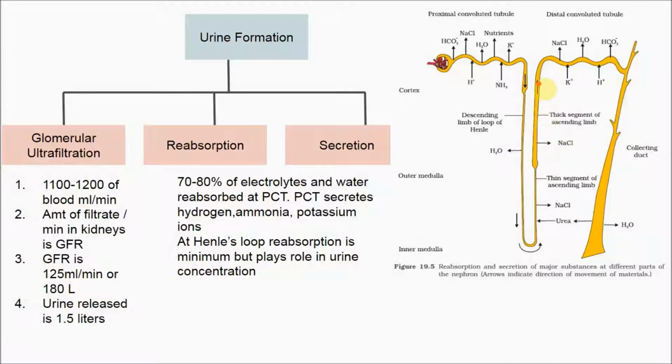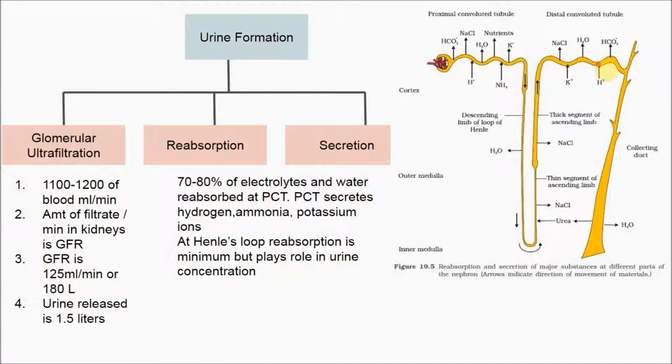So from the ascending limb, the next structure we can find is the DCT, that is the distal convoluted tubule. You can see that there is reabsorption of NaCl. What do we mean by reabsorption of NaCl? That is movement of NaCl from the DCT towards the blood vessel. Okay, it is reabsorbed back into the blood vessel, and water is also reabsorbed, and finally bicarbonate ion is also reabsorbed. Whereas potassium and the hydrogen ion are again secreted back from the blood vessel to the distal convoluted tubules.